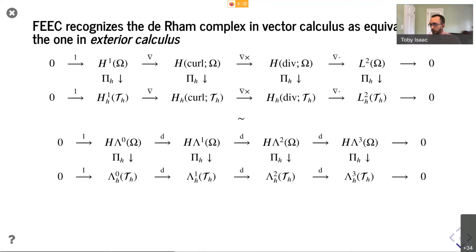And the finite element exterior calculus recognizes that vector calculus cochain complex as equivalent to one in exterior calculus. So now we no longer have scalars and two versions of vectors. We have all these things that are differential forms. And we have one operator, one differential that maps from one level of the graded space to the next. And the projection operators are all described in the same terms as well. So even if you're more comfortable in the vector calculus setting, this should still be very familiar.